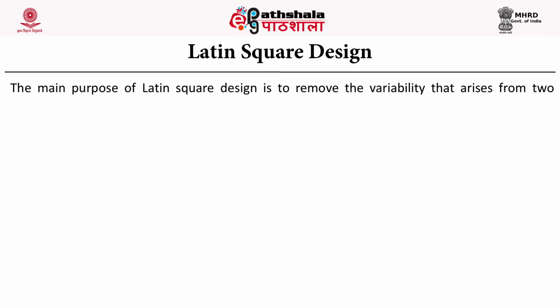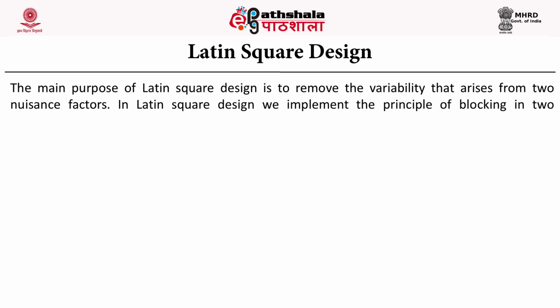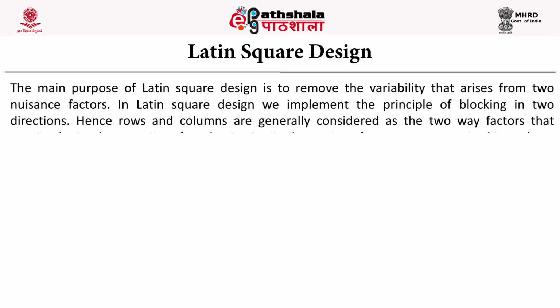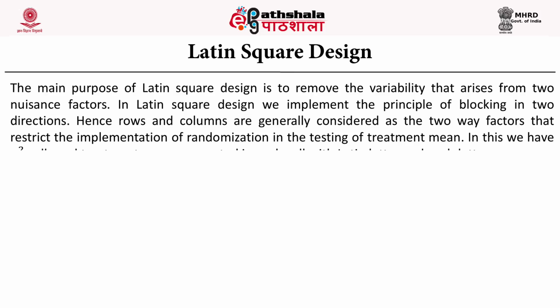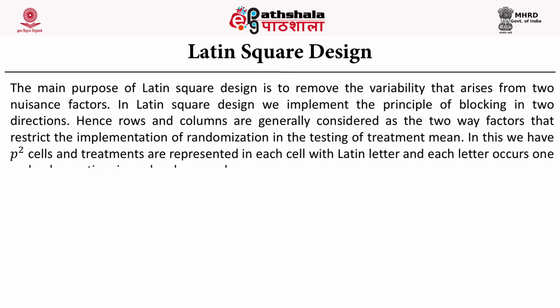The main purpose of the Latin square design is to remove the variability that arises from two nuisance factors. In Latin square design, we implement the principle of blocking in two directions. Hence, rows and columns are generally considered as the two-way factors that restrict the implementation of randomization. In the testing of the treatment mean, we have p-square cells and treatments are represented in each cell with Latin letters, and each letter occurs one and only one time in each column and row.